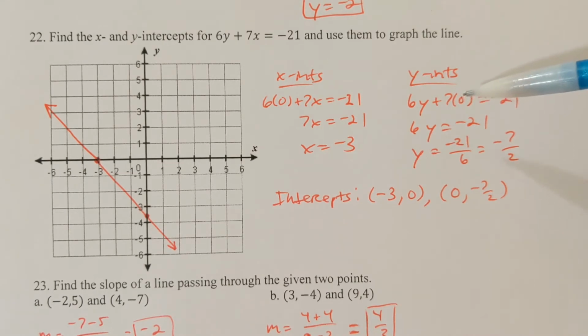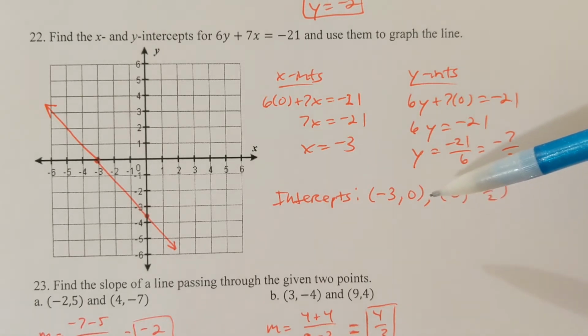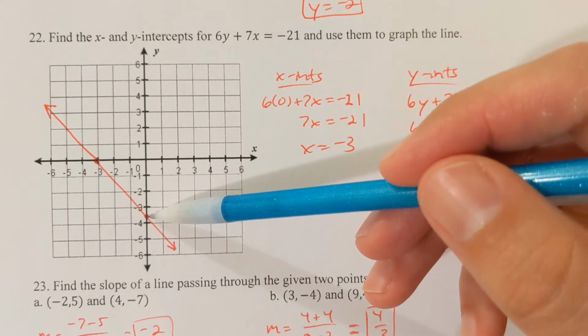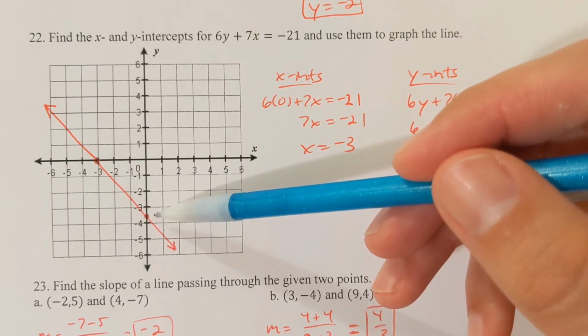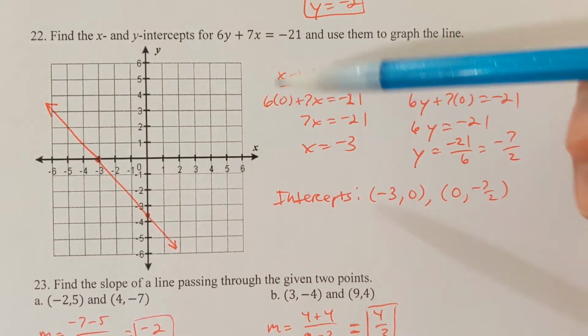To find the y-intercept, let x be 0, 6y equals -21, y equals -21 over 6, which is equal to -7/2. So the two intercepts would be at the points (-3, 0) and (0, -7/2). So here's (-3, 0) and (0, -7/2). Okay, and then once I've got those two points, I can draw the line.